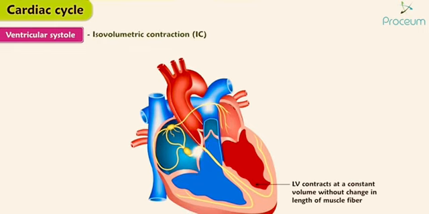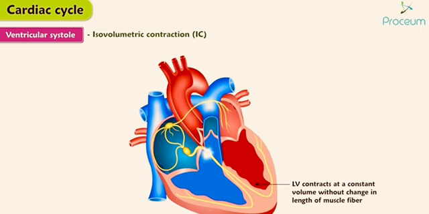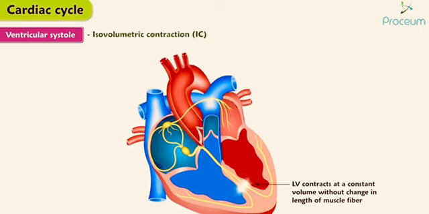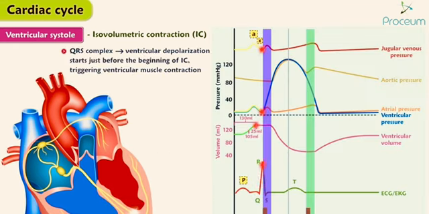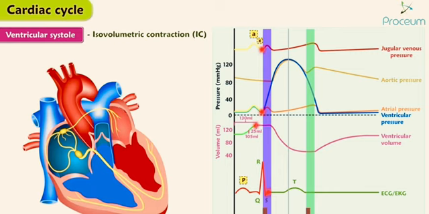This is called isovolumic contraction. Isovolumic contraction means constant volume without change in the length of the muscle fiber. The blood volume is equal in the ventricle, which is called isovolumic contraction. In the graph we can see isovolumic contraction, and also the ECG QRS complex, which is ventricular depolarization. It starts at the beginning of isovolumic contraction, triggering the ventricle.